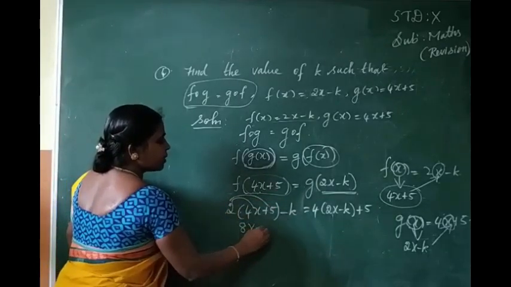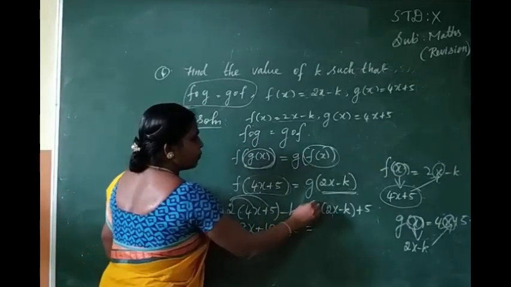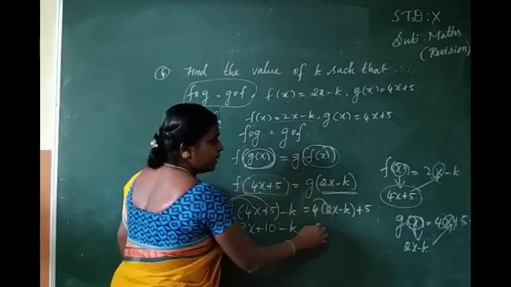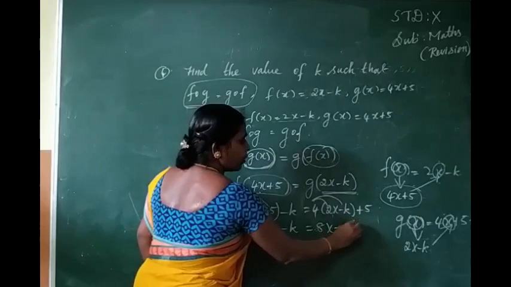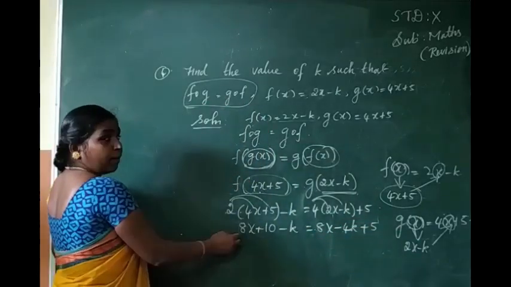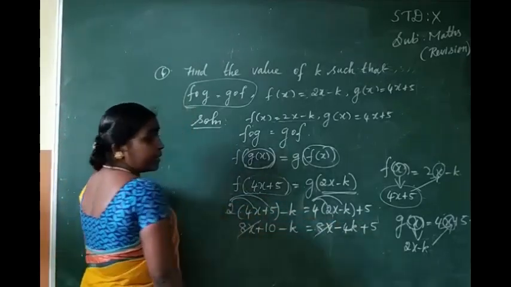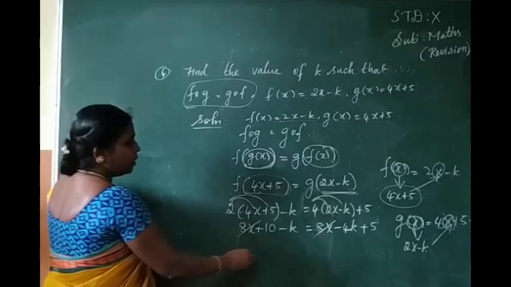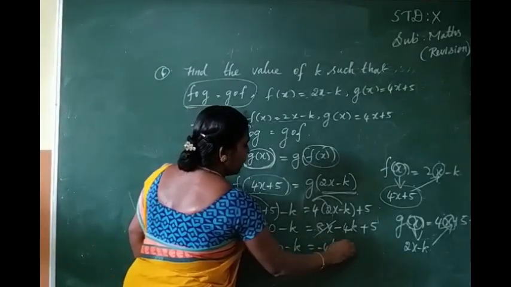2 5s are 10, so plus 10 minus k equal to, here multiply. 4 2s are 8, so 8x. This is 4 into minus k, minus 4k plus 5. Okay. Now, left hand side 8x, right hand side also 8x. We can cancel 8x. Remaining 10 minus k equal to minus 4k plus 5.